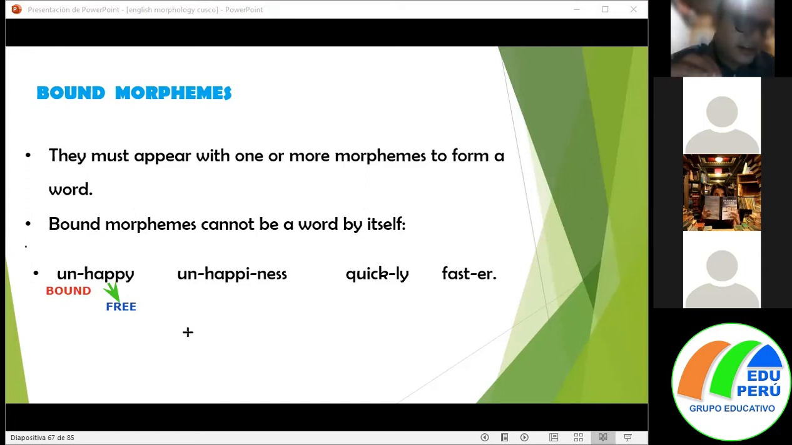Can you write un by itself? Imagine that we don't have happy. Can we write it alone? No, it's not possible. Does un have a meaning? Yes, it has a meaning. What is the meaning? Not.